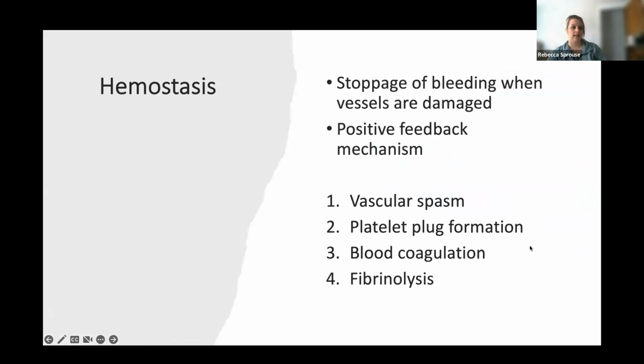Okay, hemostasis. Hemostasis is the stoppage of bleeding when vessels are damaged. This is another example of positive feedback. The major example of positive feedback that I've been giving is childbirth, which is a very good one, but this is also one that you may not think about. The first step would be vascular spasm. The second step would be platelet plug formation. Third step, blood coagulation. And then finally, we're rebuilding the collagen fibers of our blood vessel wall.